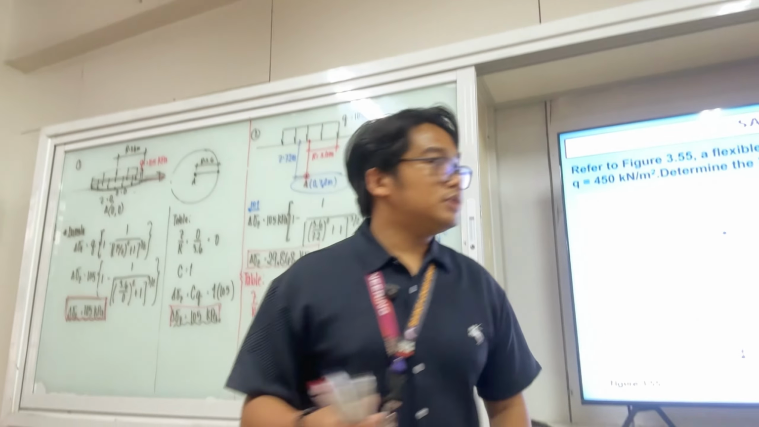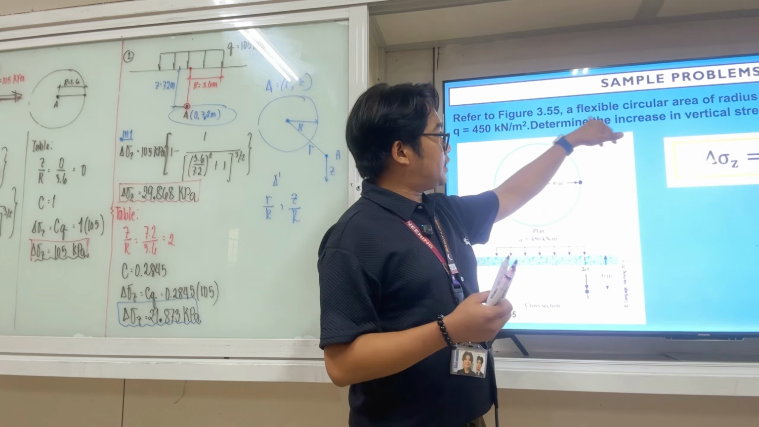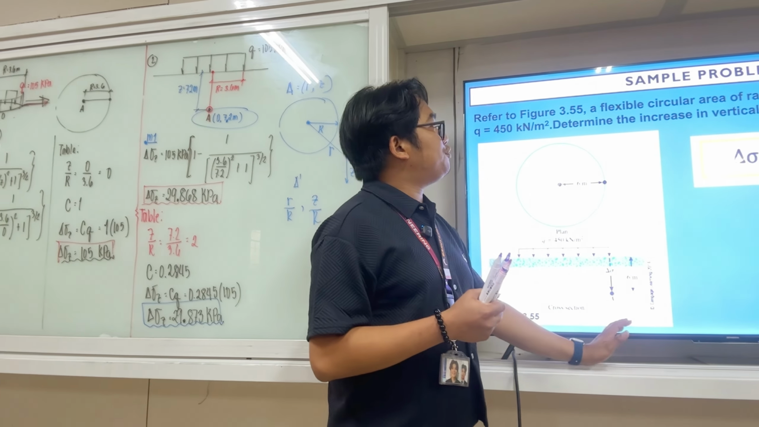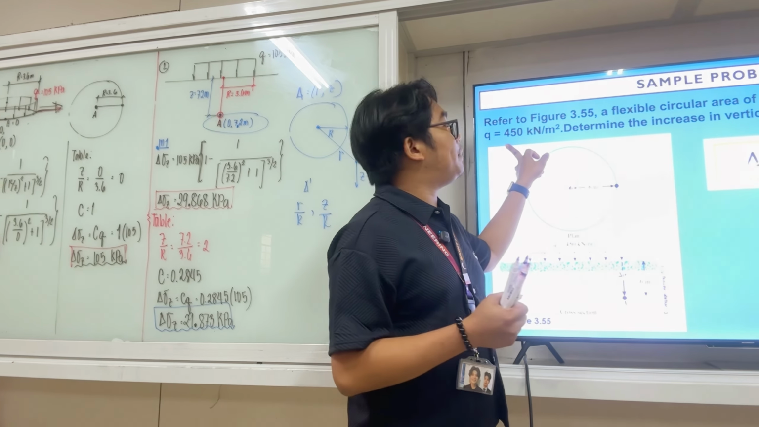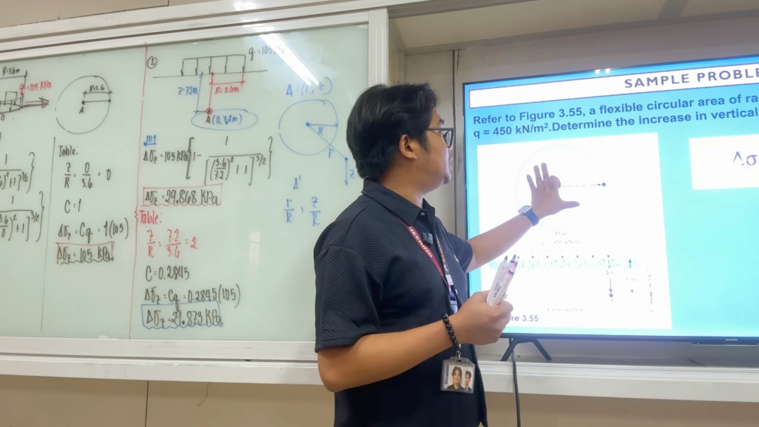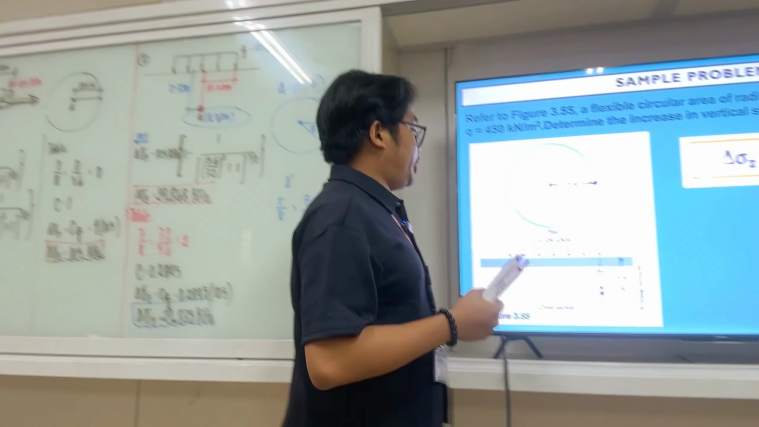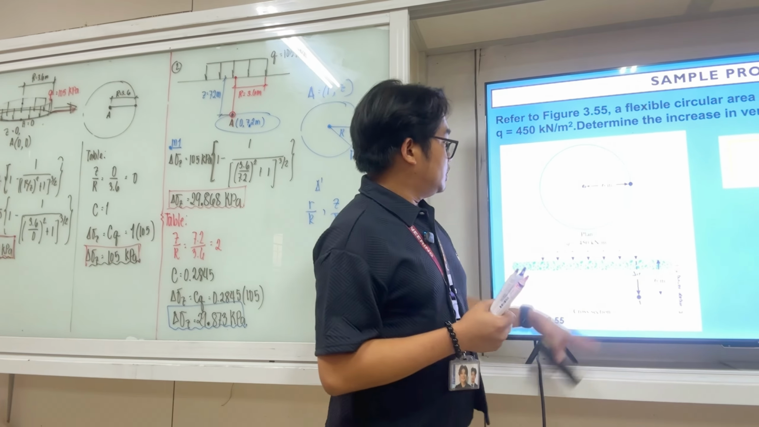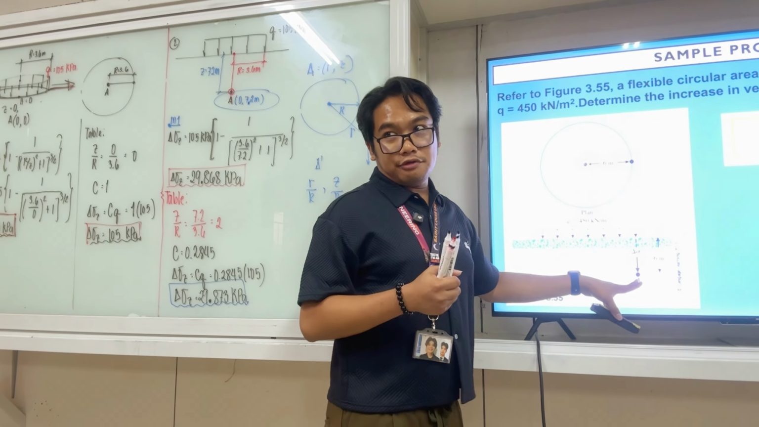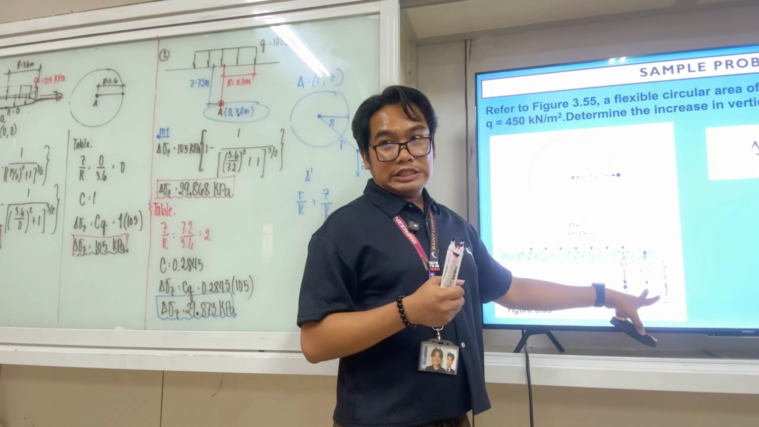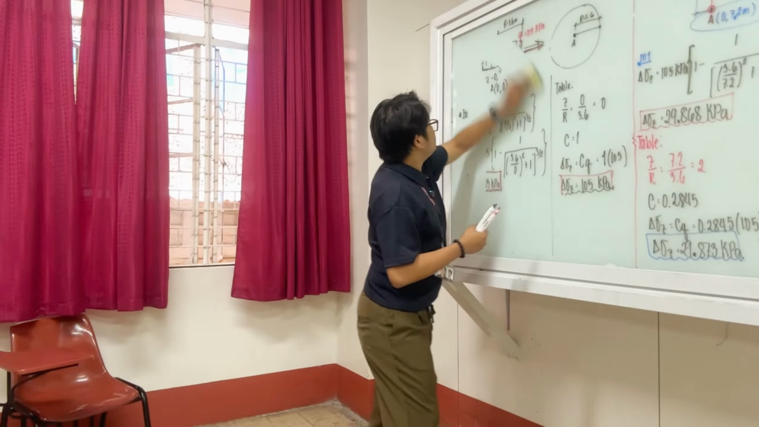Let's slide the example. Similarly, if you have a flexible circular area of radius 6 meters uniformly loaded by a 450 kilopascal uniformly circular load, determine the increase in vertical stress at point A. At point A. So ang point A natin, right at the edge of the circular load, at a depth of 6 meters.